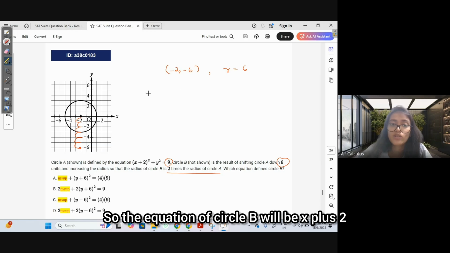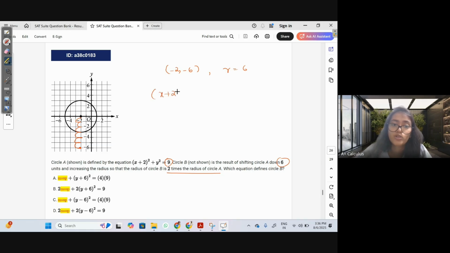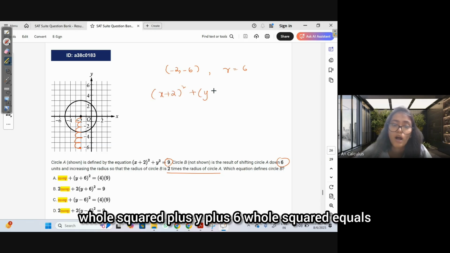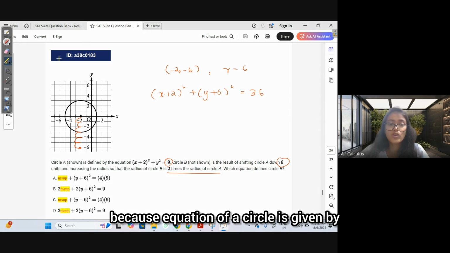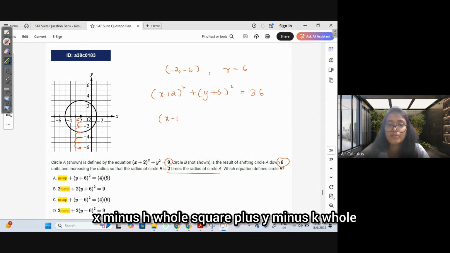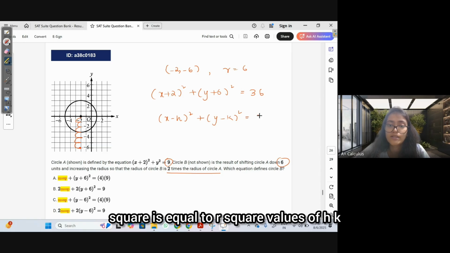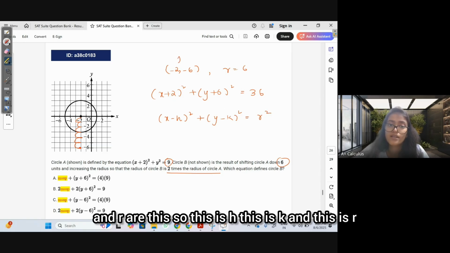So the equation of circle B will be (x + 2) squared plus (y + 6) squared equals 36. Because the equation of a circle is given by (x - h) squared plus (y - k) squared is equal to r squared. Values of h, k, and r are these. So this is h, this is k, and this is r.